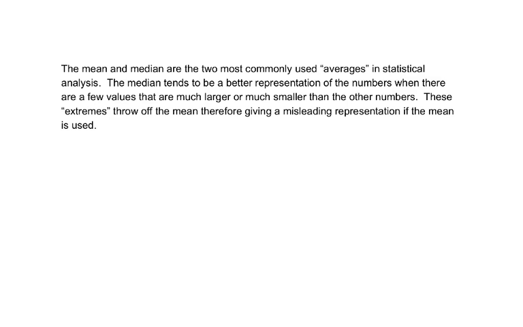The mean and the median are the two most commonly used averages in statistical analysis. The median tends to be a better representation of the numbers when there are a few values that are much larger or much smaller than the other numbers. These extreme values can throw off the mean and give a misleading representation if the mean is used.